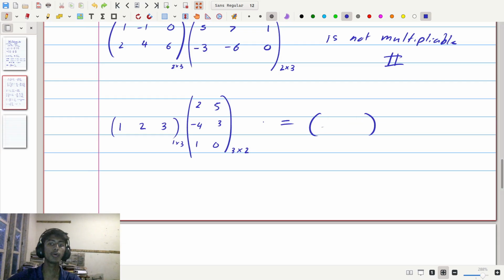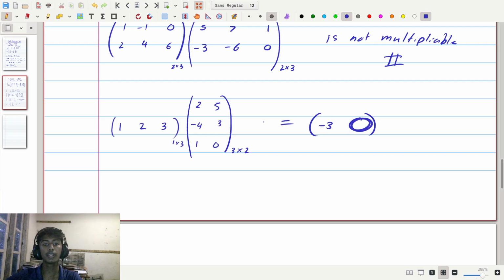And therefore we have the first element here being this row times this column, which is going to be 1 times 2, which is 2. 2 times negative 4, which is negative 8. So 2 plus negative 8 is negative 6. And 3 times 1, which is 3. Negative 6 plus 3 is negative 3. So the element here is negative 3.